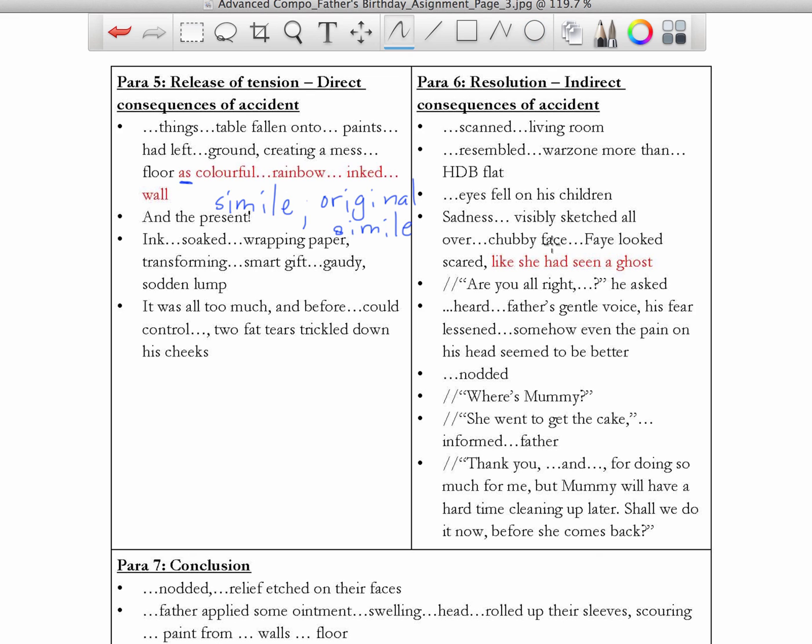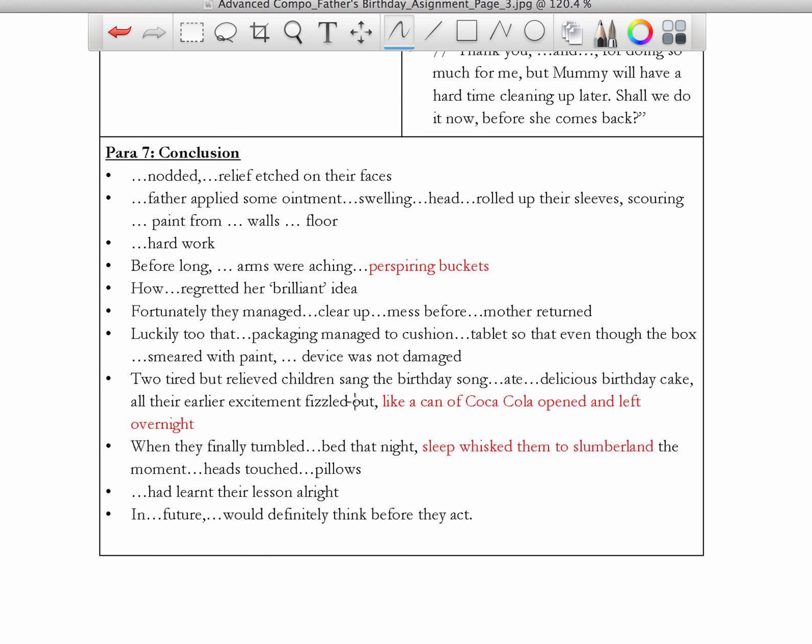Okay, paragraph 6, there is one figure of speech there: "like she had seen a ghost." When you see this, what figure of speech comes to mind? See the word "like." Again, another giveaway. So this is a simile.